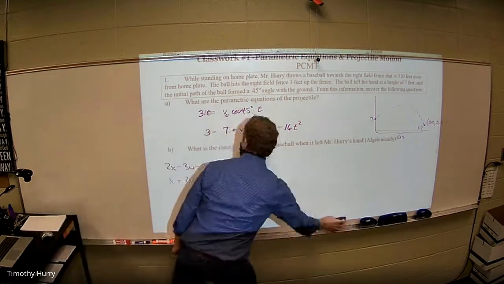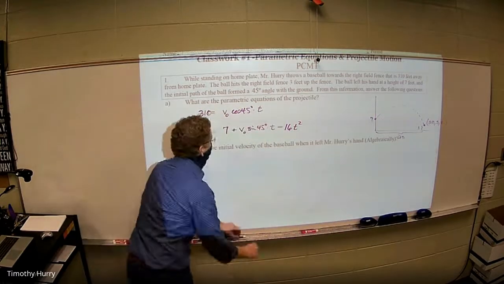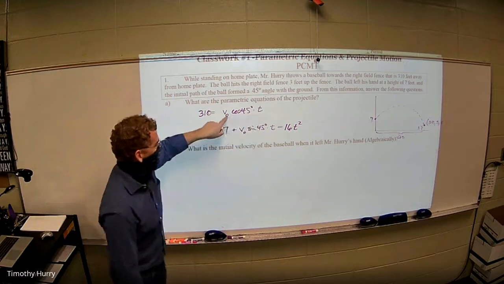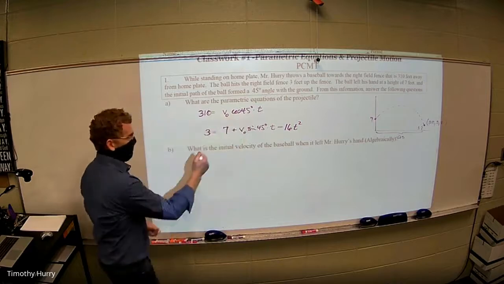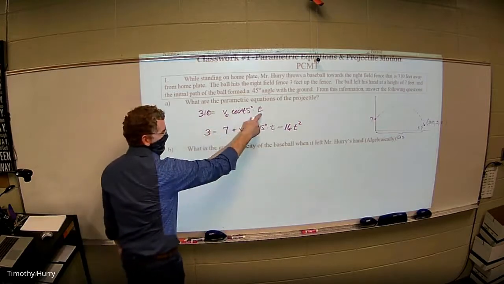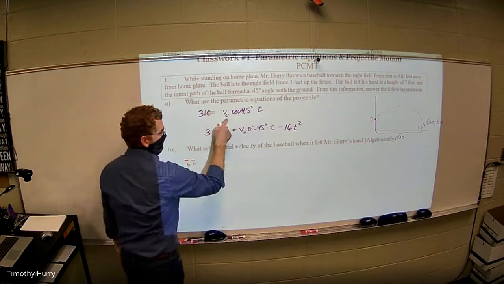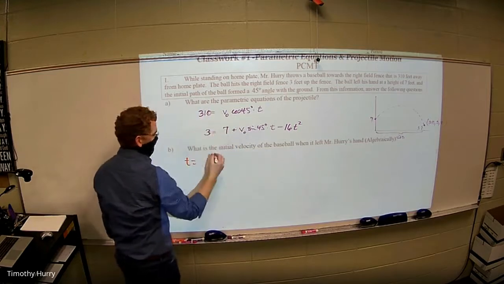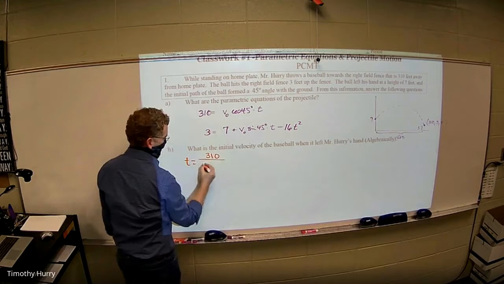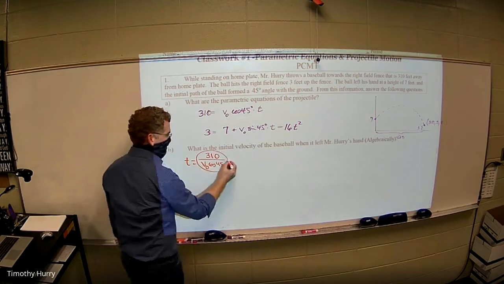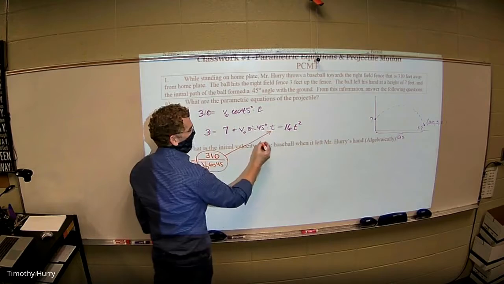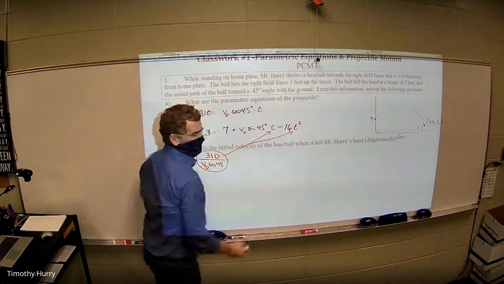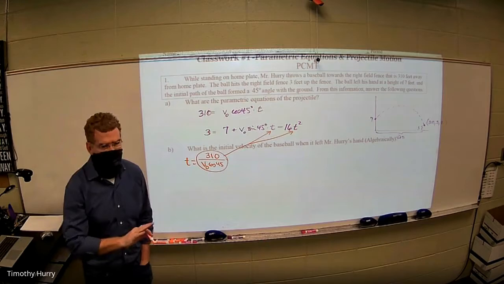Let me show you. So if I want to solve for T right here, I would have to divide both sides by VO cosine of 45, right? So I get, tell me if you're with me, to solve for T, I'm going to divide both sides by VO cosine 45, which leaves me with 310 over VO cosine 45. And I would have to take this and plug it in where? There and there.